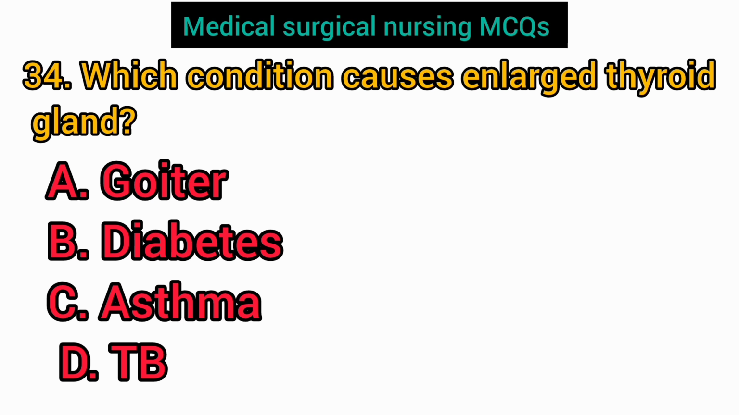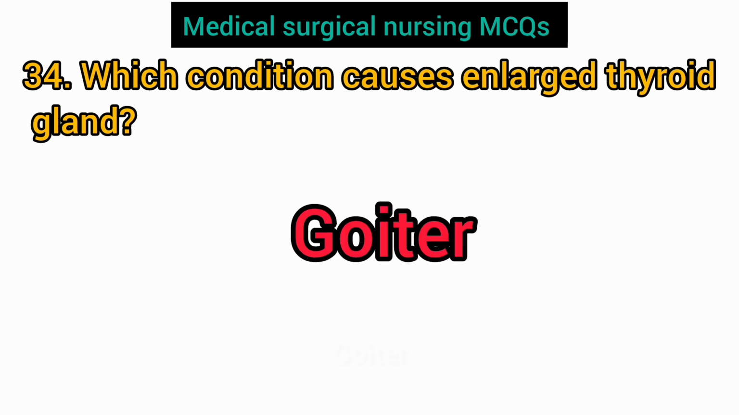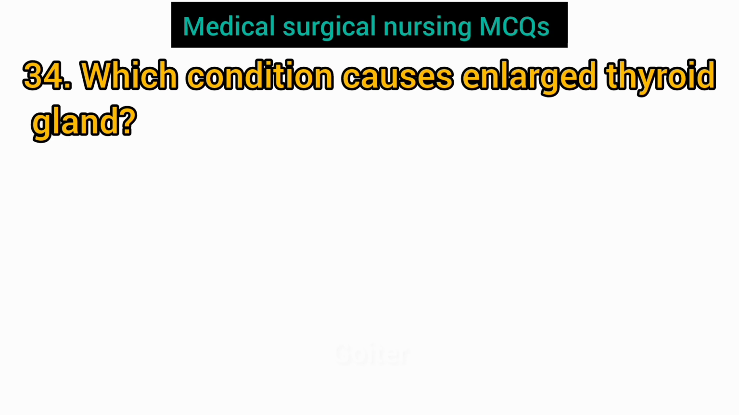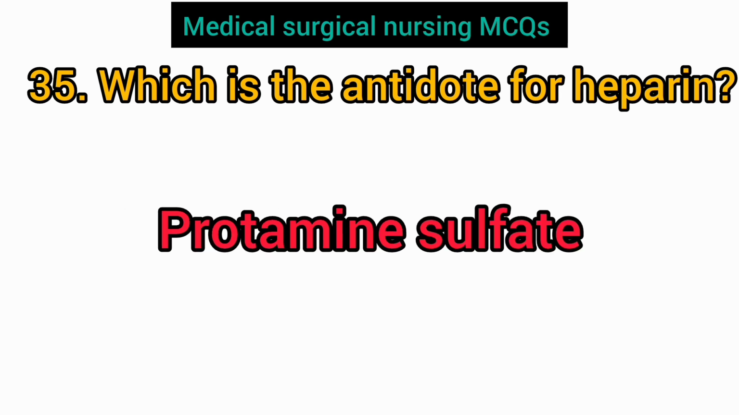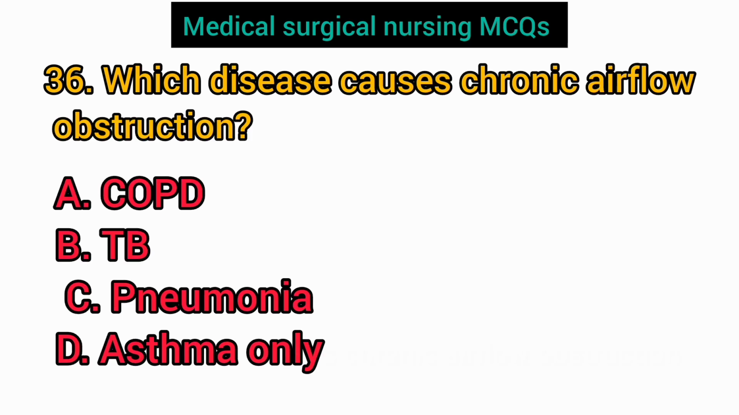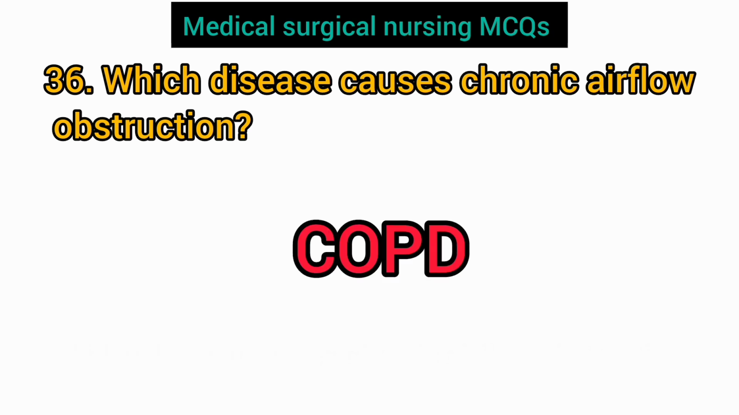Which condition causes enlarged thyroid gland? Goiter. Which is the antidote for heparin? Protamine sulfate. Which disease causes chronic airflow obstruction? COPD.